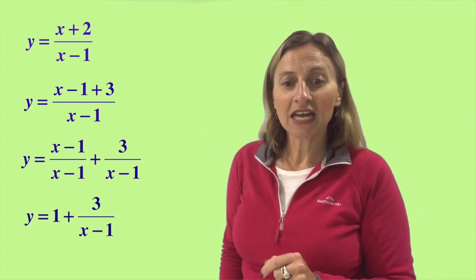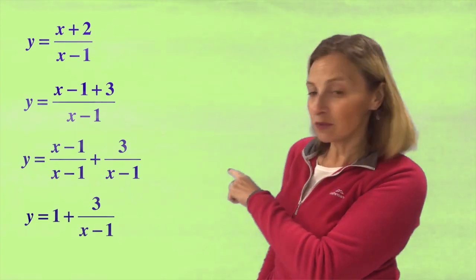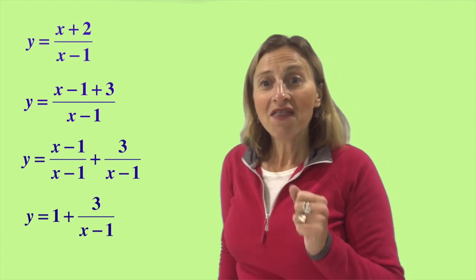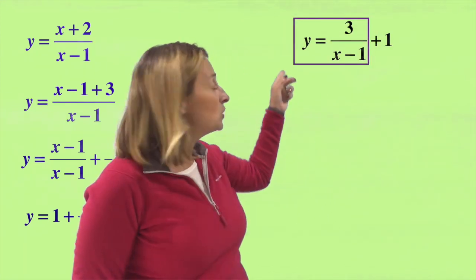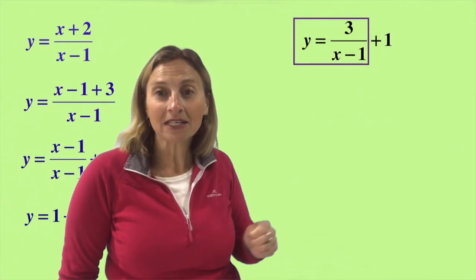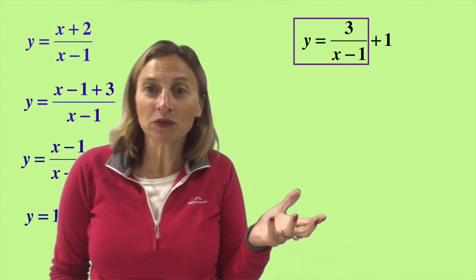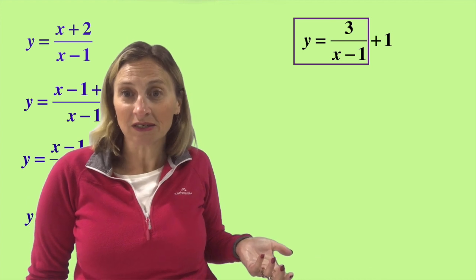You should now see that x minus 1 over x minus 1 is 1. So I can write it as y equals 1 plus 3 over x minus 1. And then I end up getting my original style of question, which is y equals 3 over x minus 1 plus 1. Well, that's really good, isn't it? Because now I've got the same curve as what I had before in all those previous questions.